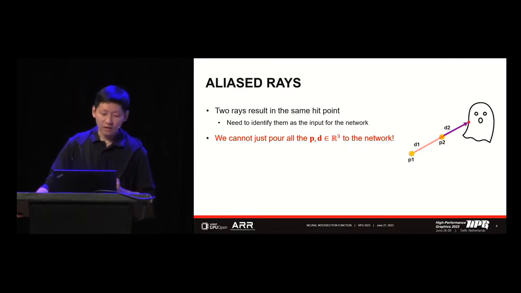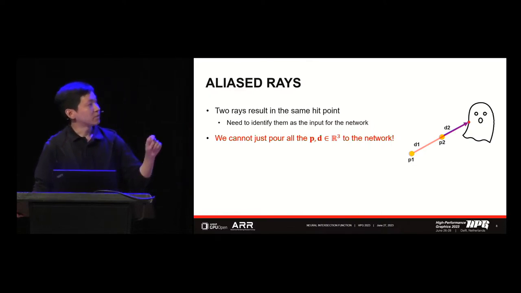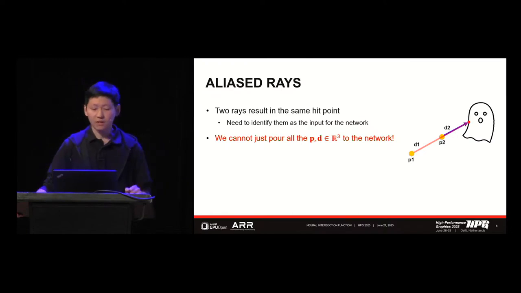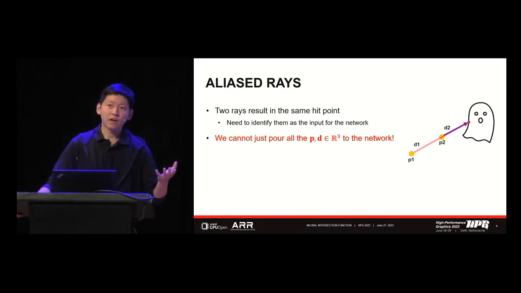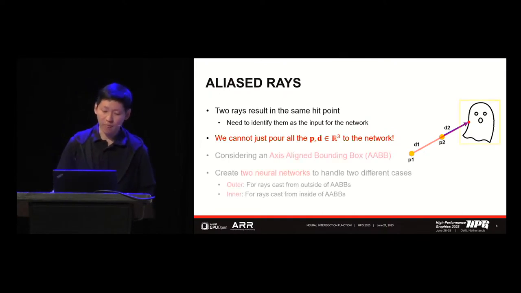So the first thing is to identify the alias rays. The concept of alias rays is as follows. Here we can see there are two rays: one with origin P1 and direction D1, and the other with origin P2 and direction D2. If they hit the same position on the objects, we want to represent them identically for the network that we want to train.